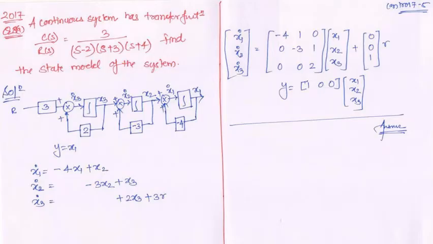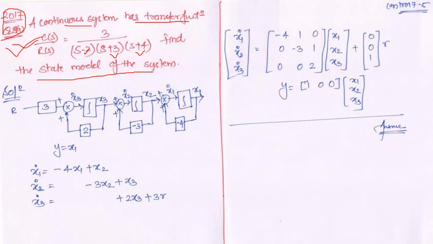Then question number 8a of 2017: the continuous system with a transfer function is given here. Find the state model for the system. I am using a very simple method for drawing the state diagram. You are having 3 poles: one at s equal to plus 2, the others at minus 3 and minus 4.